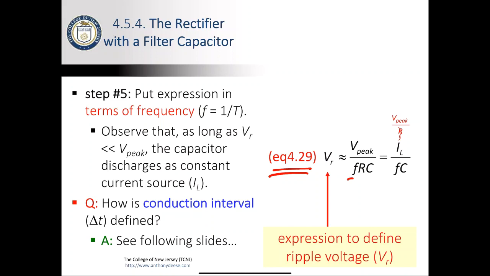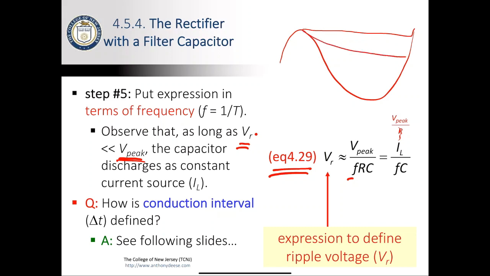Now observe that these equations all depend on the fact that the ripple must be much, much smaller than the peak of the wave. So it definitely will work for something like this. It will not work for something like that, where the discharge interval goes very deep.